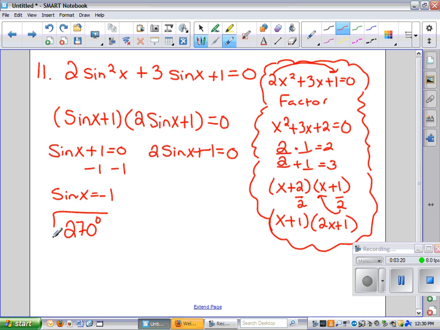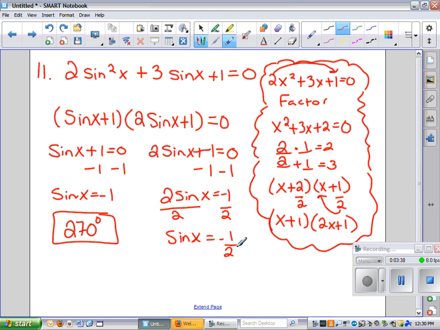From our unit circle, sine equals -1 at 270 degrees. Over here, we have 2 sine x plus 1, so we want to subtract 1 from both sides. 2 sine x equals -1. Divide by 2. We have sine x equals -1/2. Where on our unit circle is sine x -1/2? That happens at 330 degrees and 210 degrees.